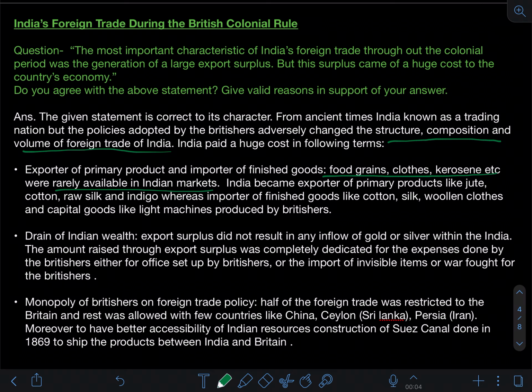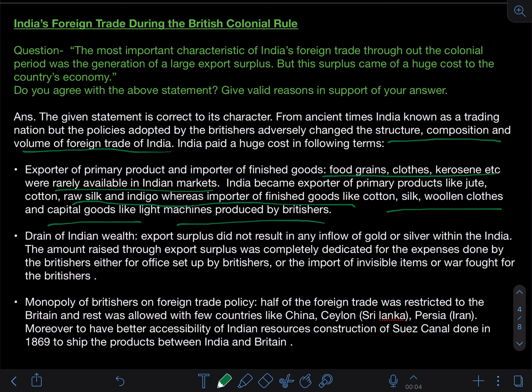India became an exporter of primary products like cotton, raw silk and indigo, whereas an importer of finished goods like cotton, silk and woolen clothes, and capital goods like light machines produced by the Britishers. Don't get confused that we were importing capital goods so we were producing. No, these were very light capital goods that were basically used in primary production only. So that was helping the agriculture sector indirectly, but nothing helpful for the industrial sector. That was the state of foreign trade, as India became an exporter of primary products and importer of finished goods.